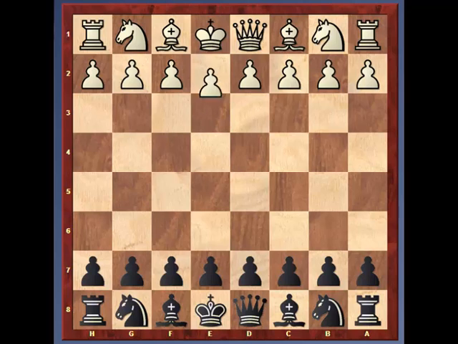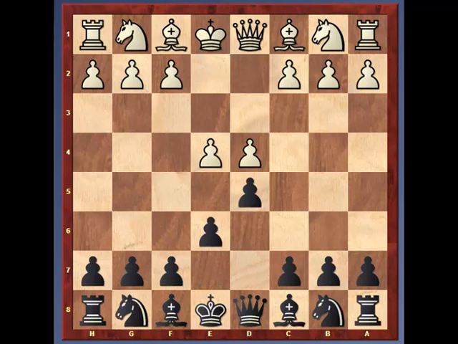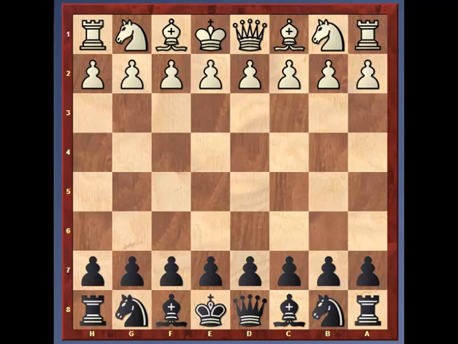Again, the French starts with, and then we're back where we started.